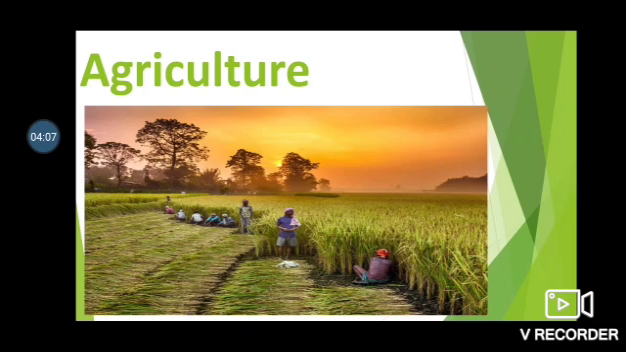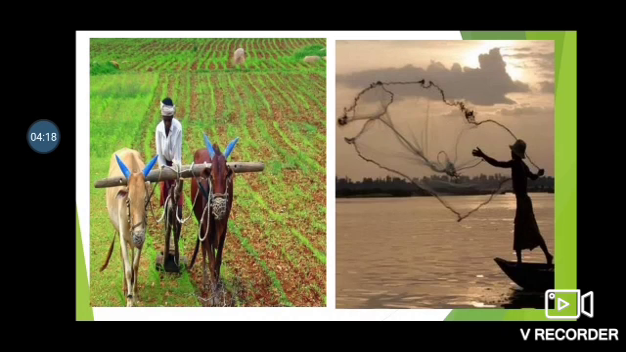These settlements gradually grew bigger. The settlements where the original occupation of the majority of the people is based on natural resources are called rural settlements. Agriculture, fishery, etc. are some of the occupations there.